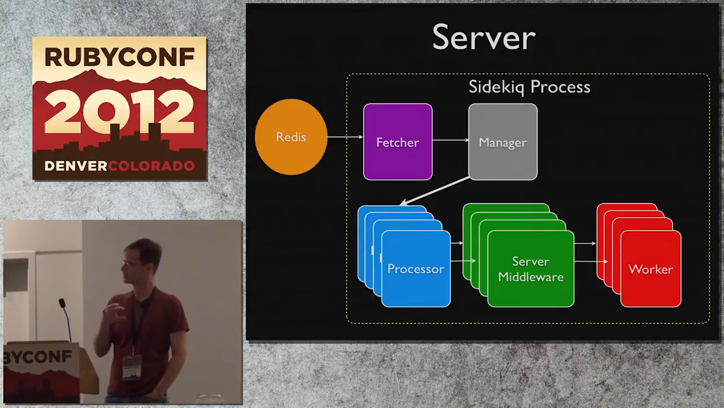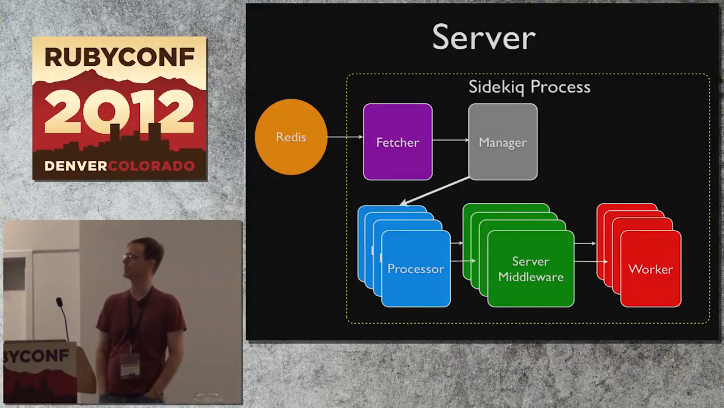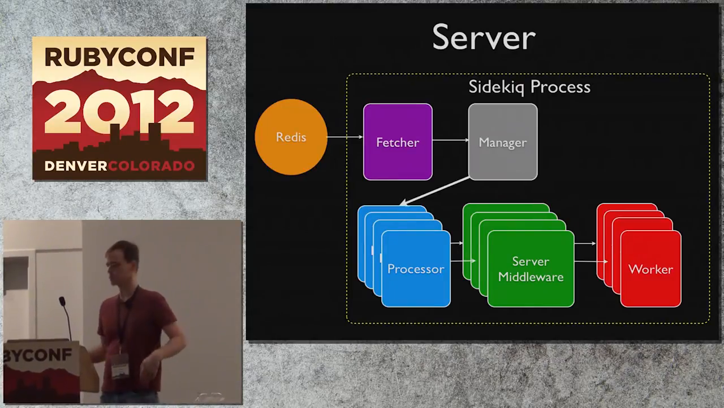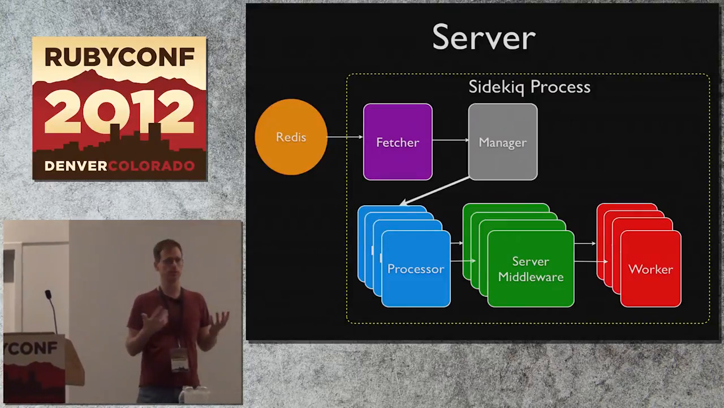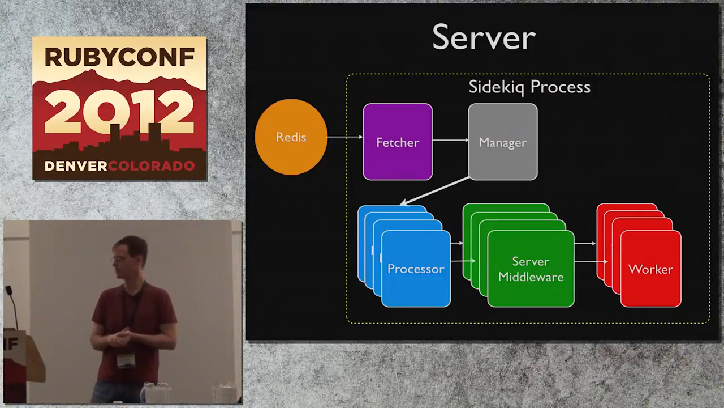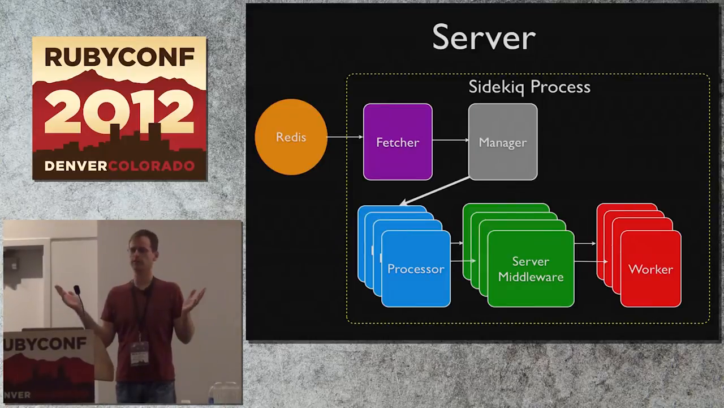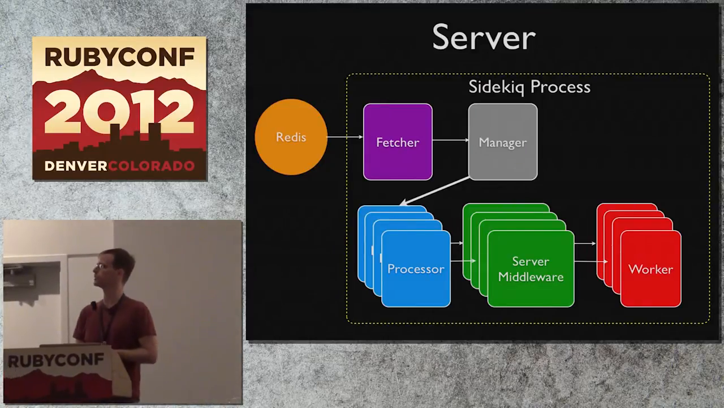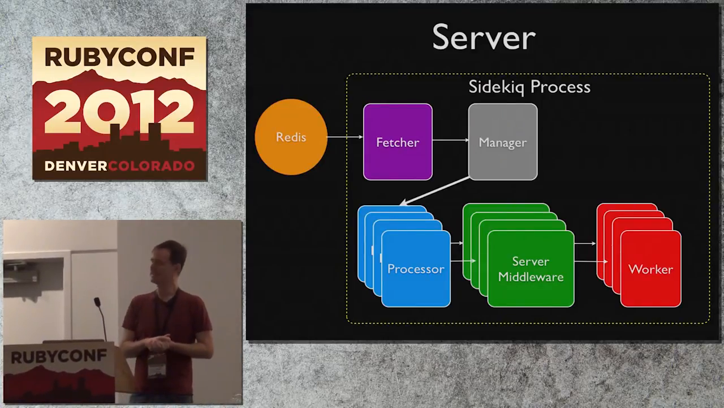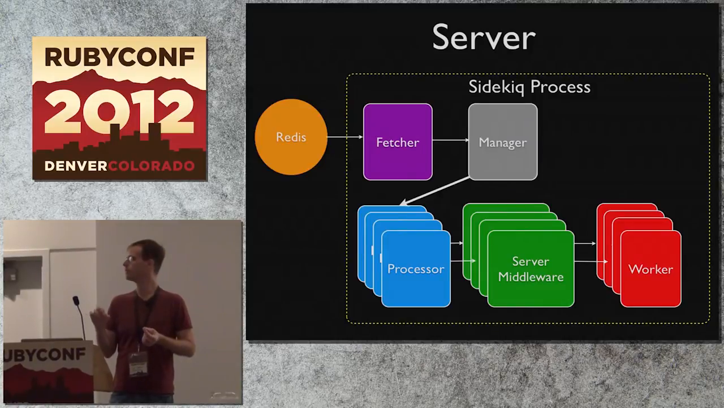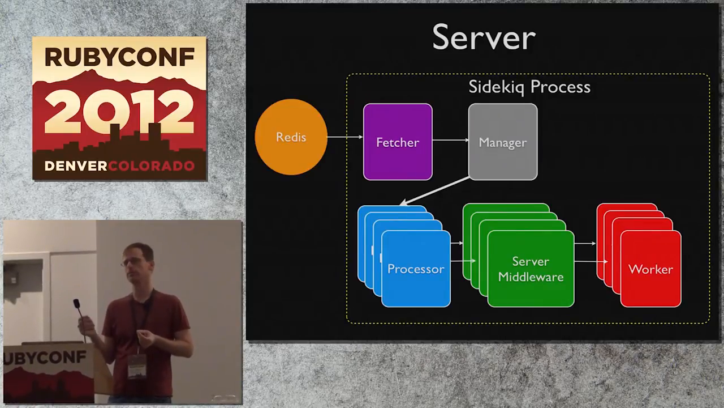There's a fetcher, which simply listens on queues and fetches messages off of those queues. He hands the messages to the manager, and the manager is who keeps track of all the processors. The processors are the guys that do all the heavy lifting and execute all your work. So you're going to have 25, 50 processors within your Sidekick process. They each execute the server middleware with your message.